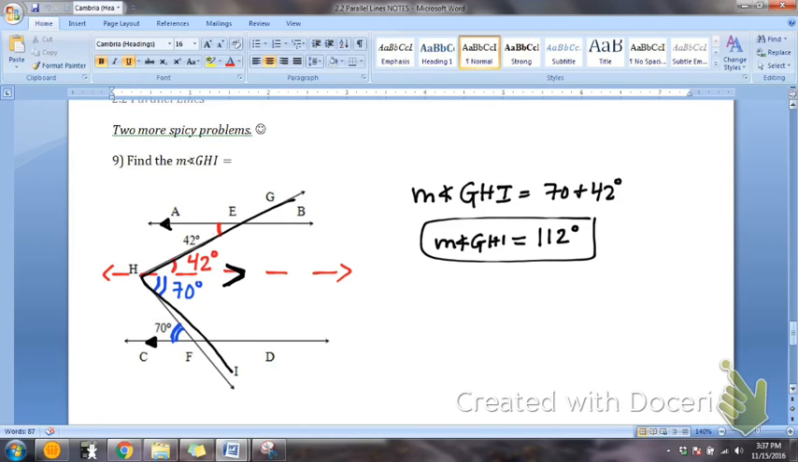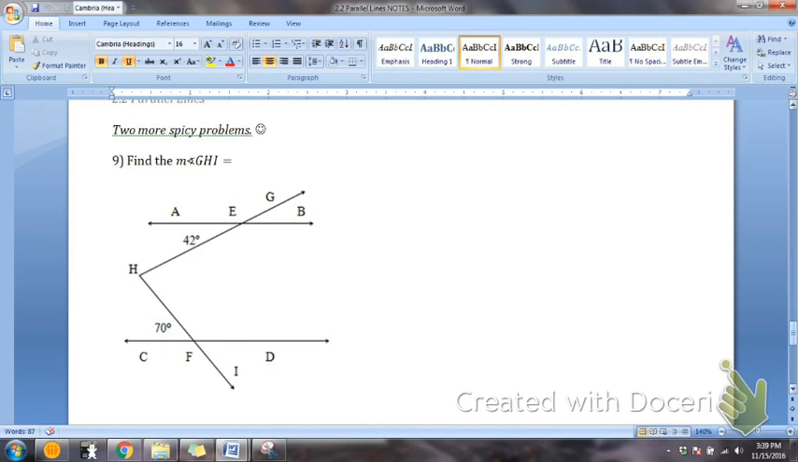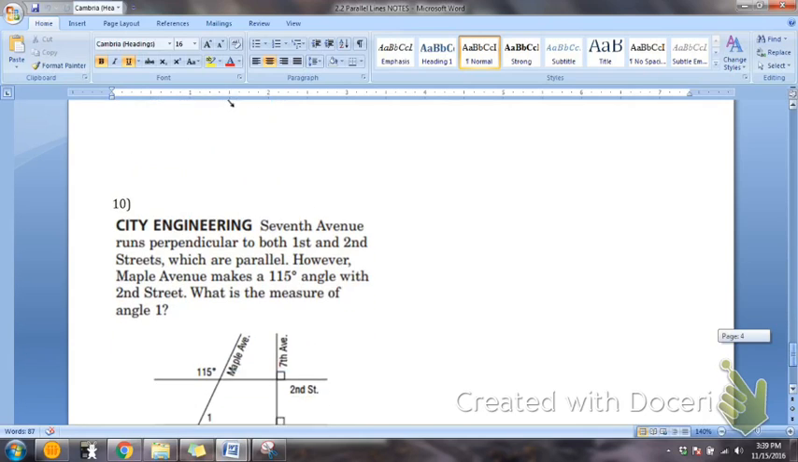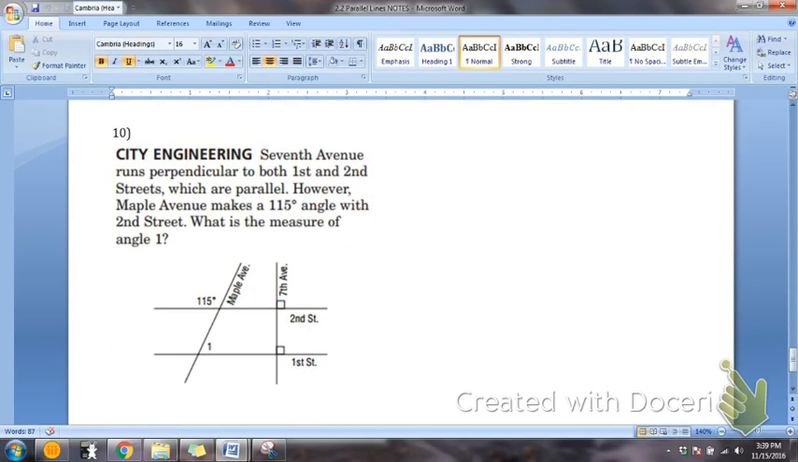So number 10 is somewhat like that. So let's look at number 10. Oh, I'm sorry, it's not. It's different. But the ones in your homework, you have a couple in your homework that are like number 9. Okay. So number 10 says 7th Avenue runs perpendicular. Remember, perpendicular means 90 degrees to both 1st and 2nd Street.